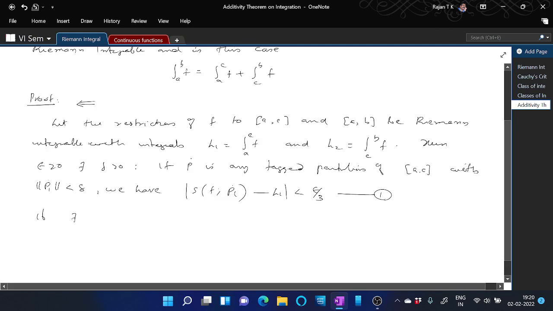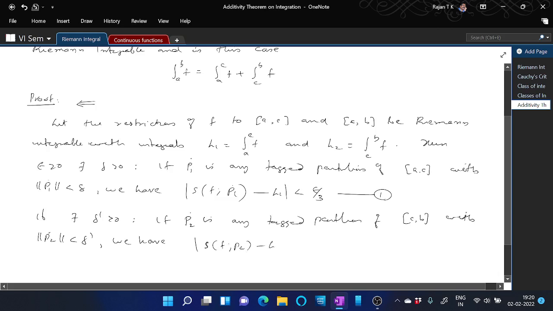Similarly, there exists delta dash greater than 0 such that if P2 is any tagged partition of [c,b] with the norm of P2 less than delta dash, we have modulus of S(f;P2) minus L2 is less than epsilon by 3. Number 2.